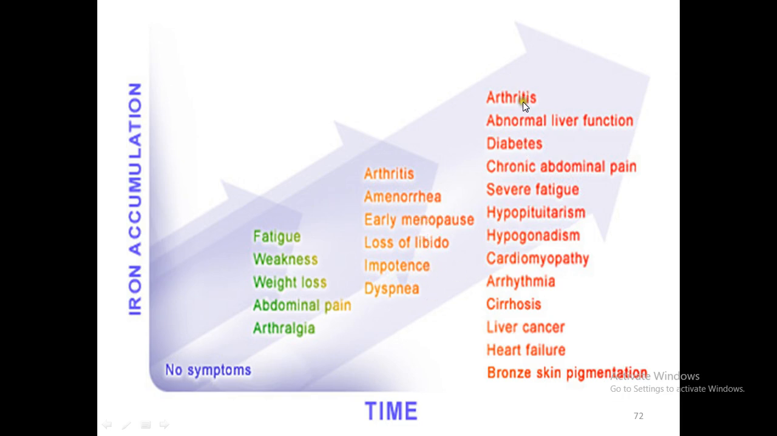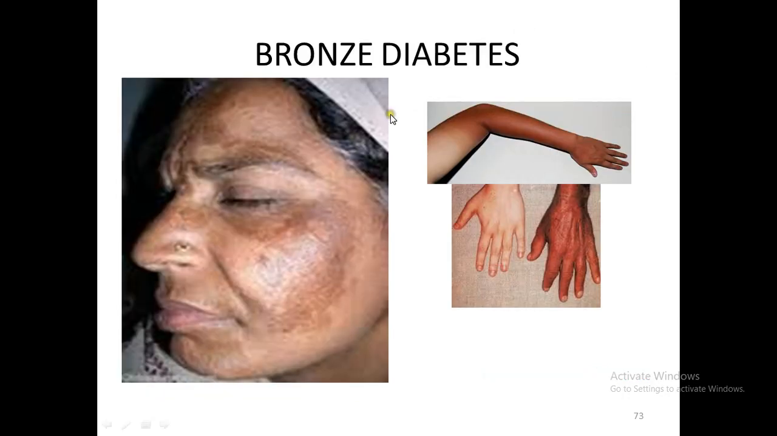And in the last stages it can lead to arthritis, abnormal liver function, diabetes, chronic abdominal pain, severe fatigue, hypopituitarism, hypogonadism, cardiomyopathy, arrhythmias, cirrhosis of the liver, liver cancer, heart failure, and bronze colored pigmentation of the skin. So these are the various stages that develop with time in a patient who has an excessive amount of iron accumulation in his body. Skin of the patient becomes bronze.